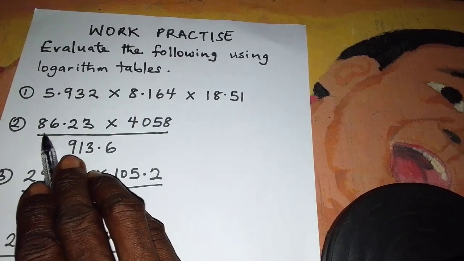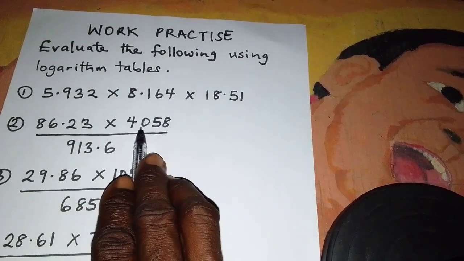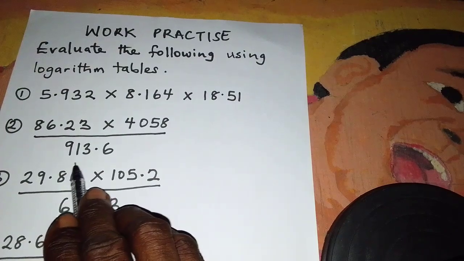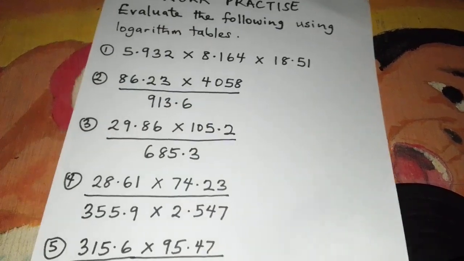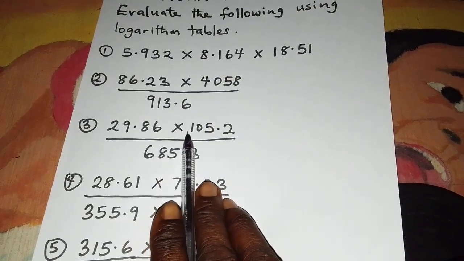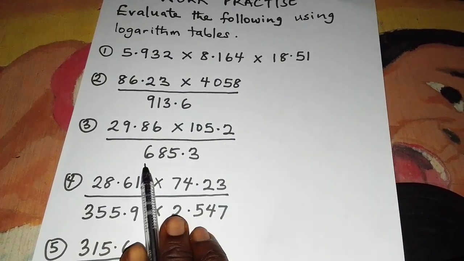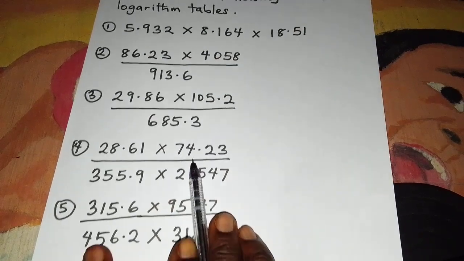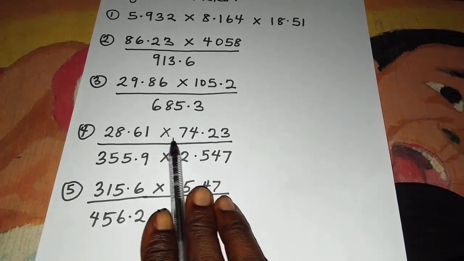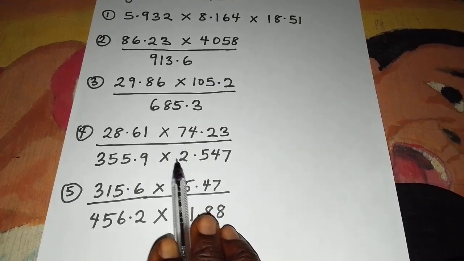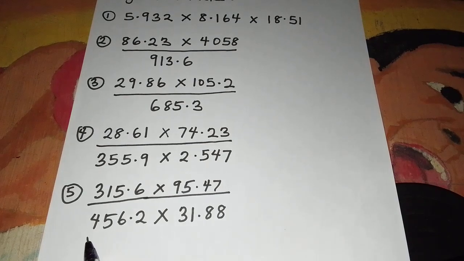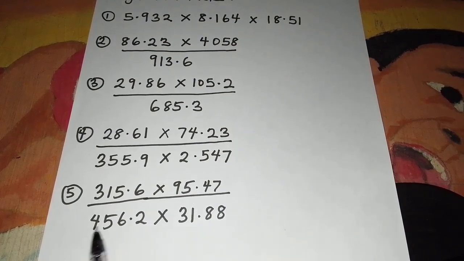Number 2, 86.23 times 4058 divided by 913.6. Then number 3, you are having 29.86 times 105.2 over 685.3. Number 4, 28.61 times 74.23 over 355.9 times 2.547. Number 5, 315.6 times 95.47 divided by 456.2 times 31.88.